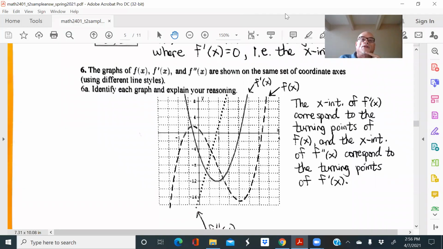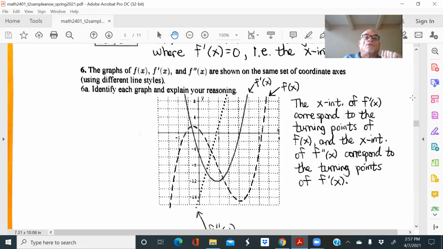Okay, so let's resume here by looking at problem number 6. This one you have to look carefully at, because there are 3 graphs drawn on the same set of axes, so it kind of looks a little bit like spaghetti. So we've got an original function f, and then its derivative, f prime, is graphed, and then the second derivative, f double prime, is also graphed.